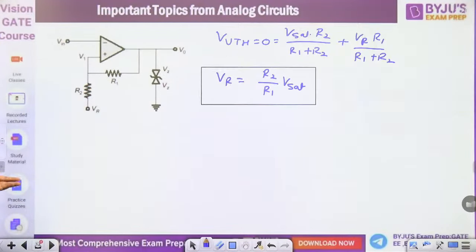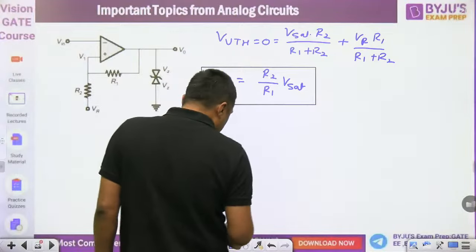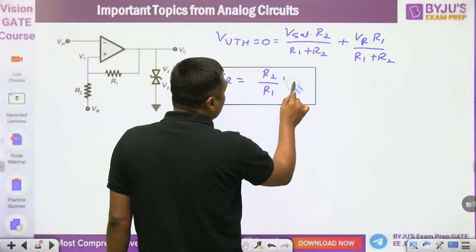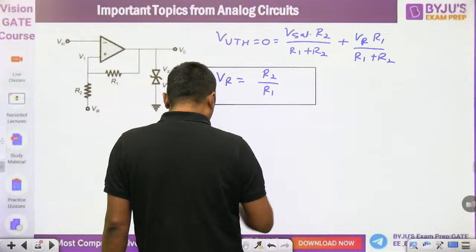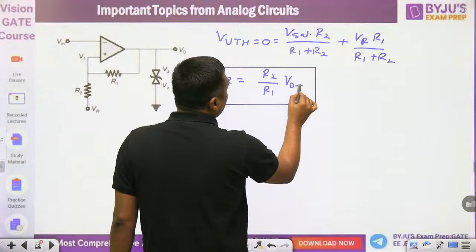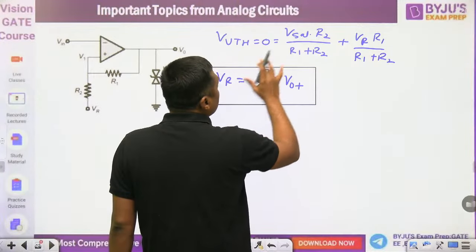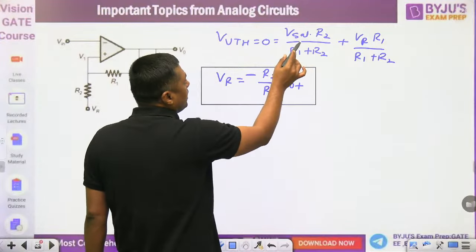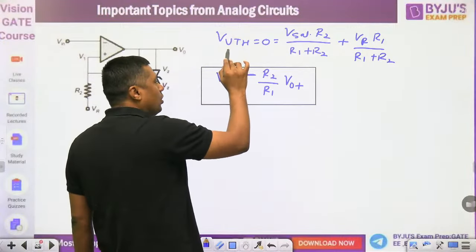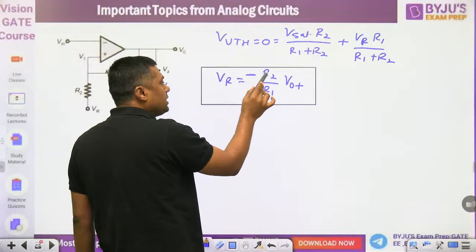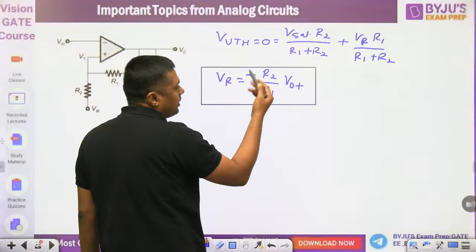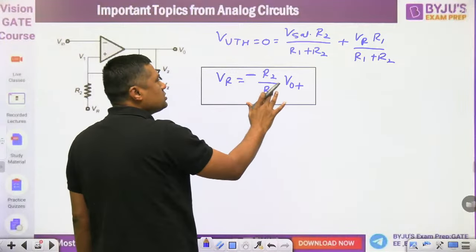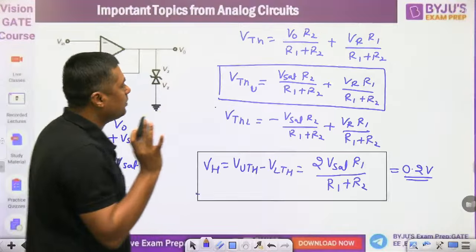So if you have the value of that, you can find it; I am just giving you the formula. In that case, you have to use the positive value of the output. From this, you can find. So this is what? Minus sign. When I am putting the positive value, when I am making it zero, this will become VR equal to minus R2 by R1 into V positive. It may be 5, it may be 6. It is not given in the question, but you can use this formula.